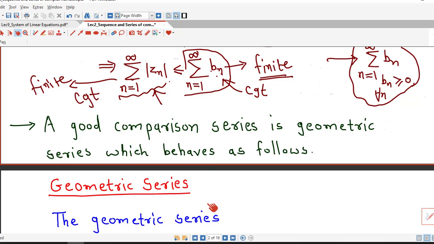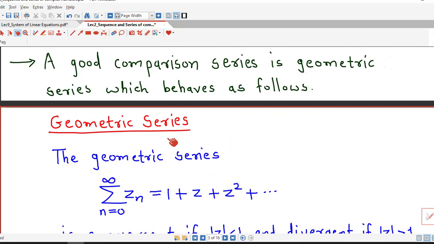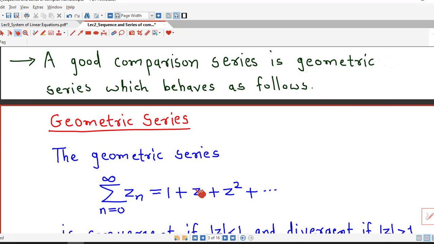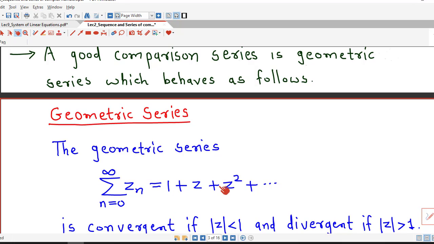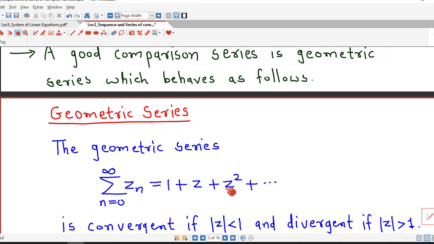So we write what a geometric series of complex numbers is. It is similar to the geometric series of real numbers. Instead of real numbers we have complex numbers. So the geometric series is denoted by sigma z^n, n equal to 0 to infinity. This is equal to 1 plus z plus z square and so on. We can see the ratio of any two successive terms is the same, which is z. So this is a geometric series in the complex variable z.